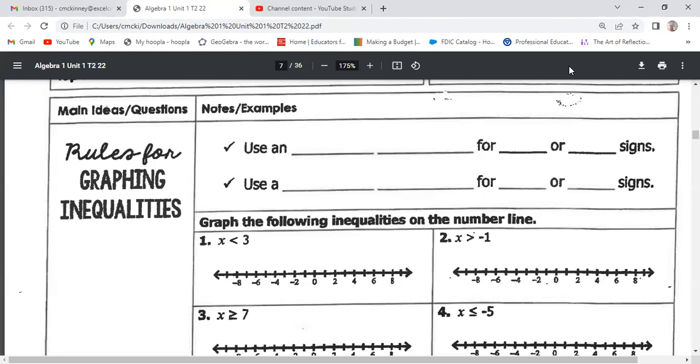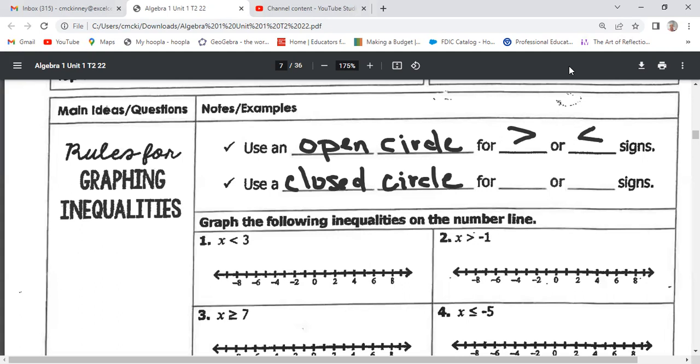So things other than an equal sign. This is where we want to use an open circle, for greater or less than when they do not have the line. The circle is going to be open. And we're going to use a closed circle for the ones with the or equal lines included. And I suppose someone could call it a dot instead of a circle. Closed dot, open dot.